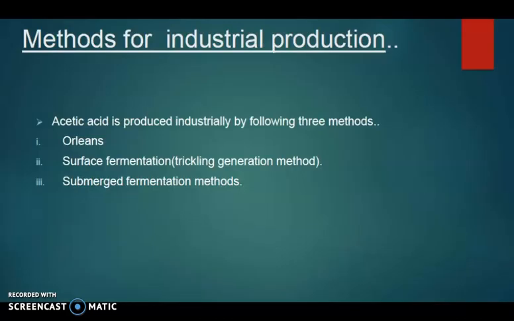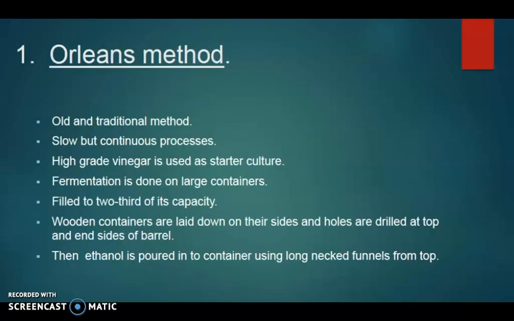Methods for industrial production of acetic acid. First one is the Orleans method. Then the surface fermentation, that is trickling generator method, and finally the submerged fermentation method. Let's see the first method, that is the Orleans method. It is the old and traditional method.